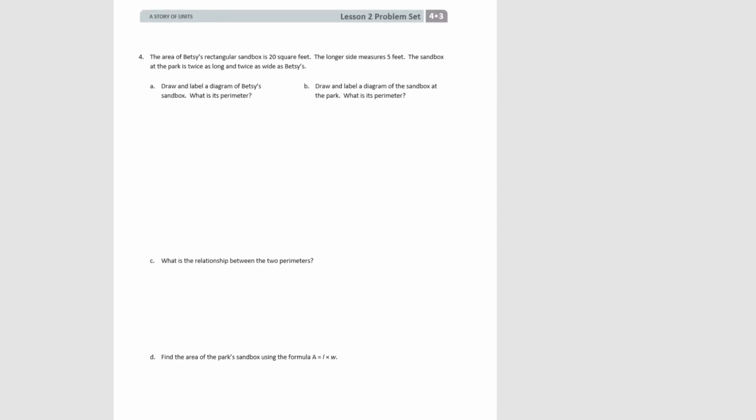Let's read number 4 together, and then you can try it. The area of Betsy's rectangular sandbox is 20 square feet. The longer side measures 5 feet. The sandbox at the park is twice as long and twice as wide as Betsy's. For A, you're going to draw and label the diagram of Betsy's sandbox and figure out its perimeter. For B, you're going to draw and label the diagram of the sandbox at the park and find its perimeter. Pause the video and try those two.